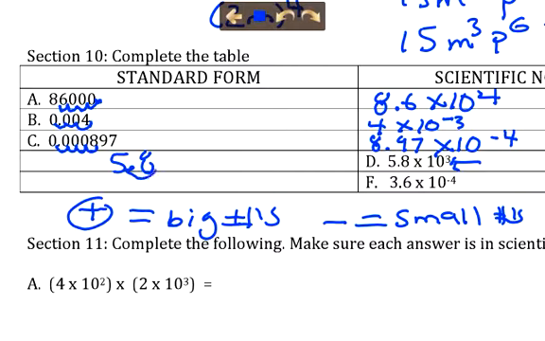So I go 1, 2, 3, and where there's holes, I put zeros, and then I write it nice: 5,800. And then I look at the question. Because I had a positive exponent, I had to have a big number. So yeah, 5,800 is a big number, so I did it right. If I went the wrong way, I would know right away I didn't go the right way.